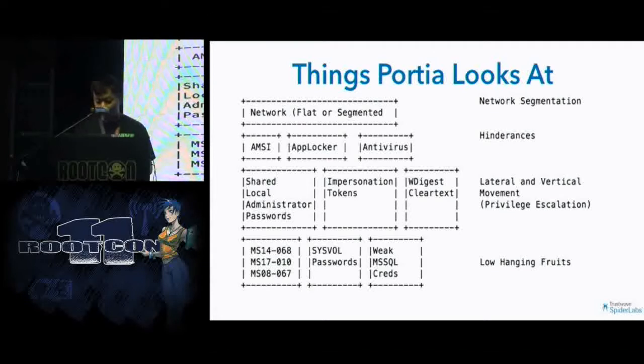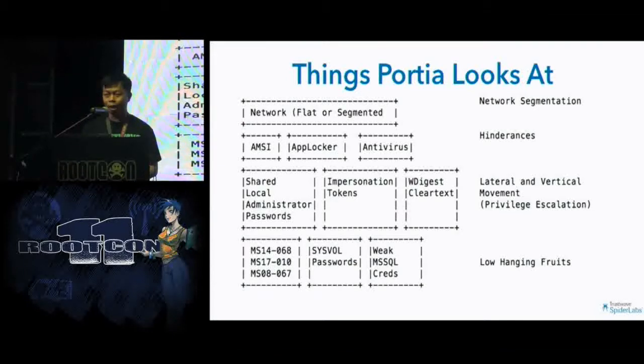The other thing under lateral and vertical movement is WDigest credentials, which are clear text credentials in memory. There are a bunch of things that prevent our pen test tools from working, like AMSI, ad blockers, and antivirus. So we have to take this into consideration in Portia and do some bypass and avoidance with some common scripts. And lastly, the last thing is network segmentation.